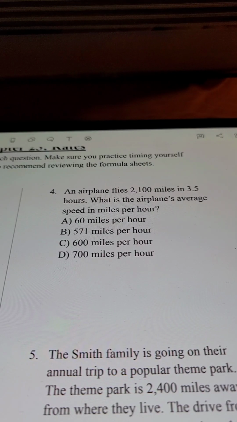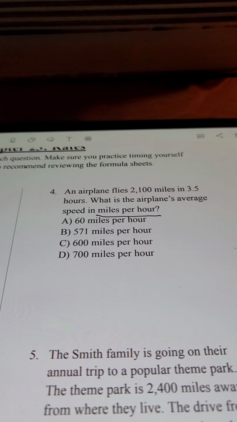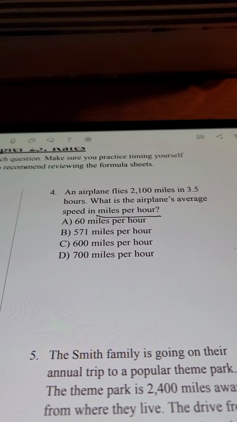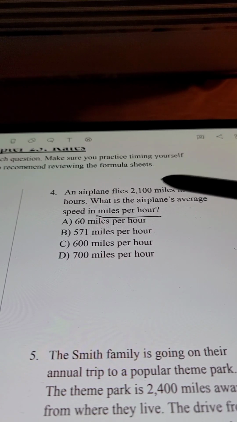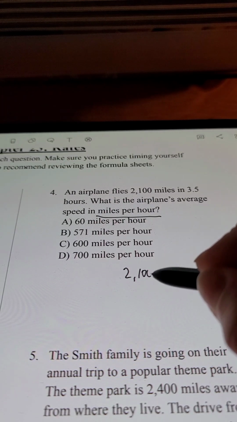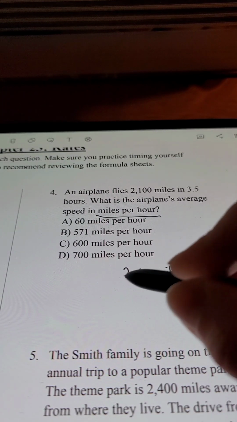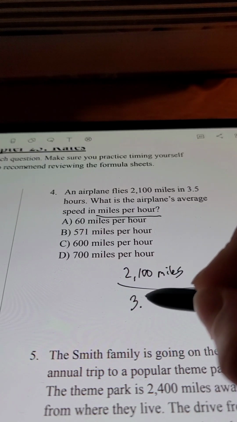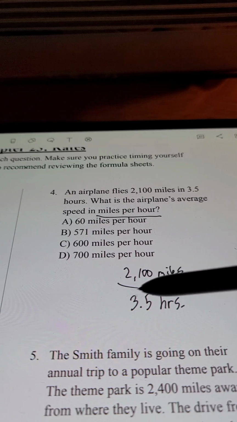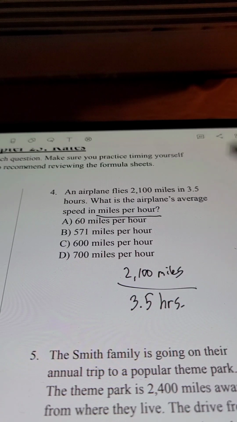Okay, pause to read number 4 if you haven't already. So again, use the units to help you. We want to find the average speed in miles per hour, so that means we want miles over hours for our units. So let's just put the miles over the hours. So we're going to do 2,100 miles over 3.5 hours. So just divide 2,100 divided by 3.5 and you'll get your answer. And the answer is 600, C.